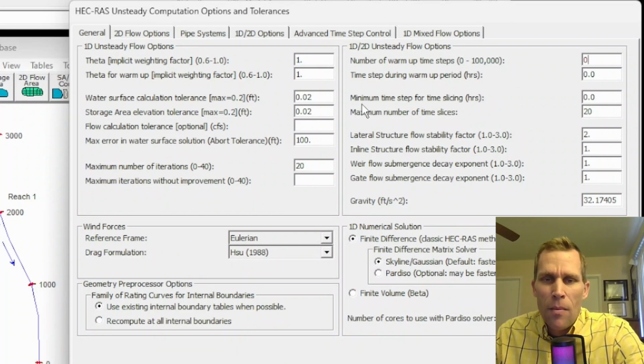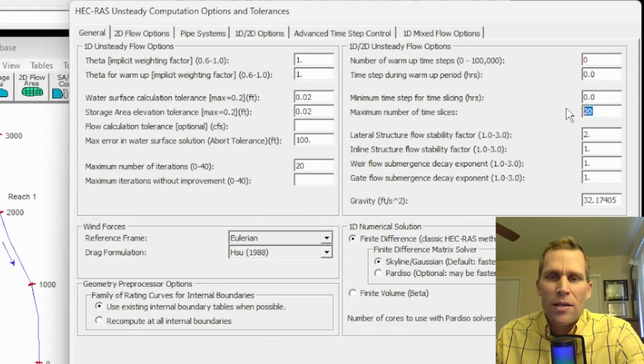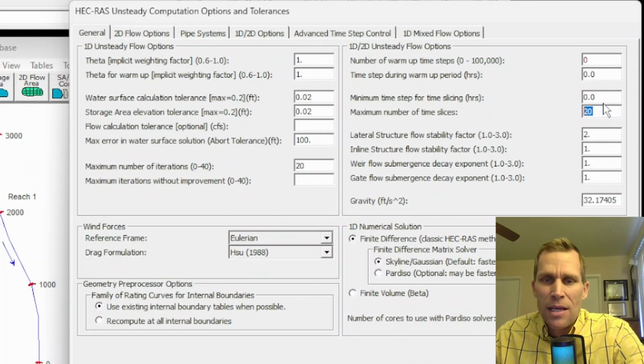Below that, we have the minimum time step for slicing and then maximum number of slices. So these two fields work together. And what they are is if your flow is rising too quickly, then HEC RAS will splice that time interval into two halves and then again and again as many times as are necessary or as dictated by the limits here. So currently there's really no limit on this first field because it's never going to slice down to 0.